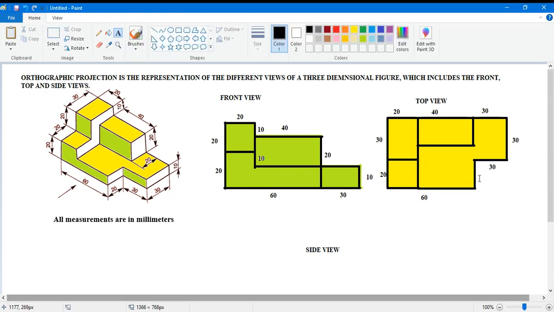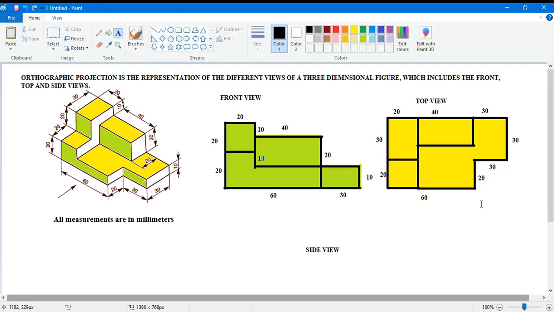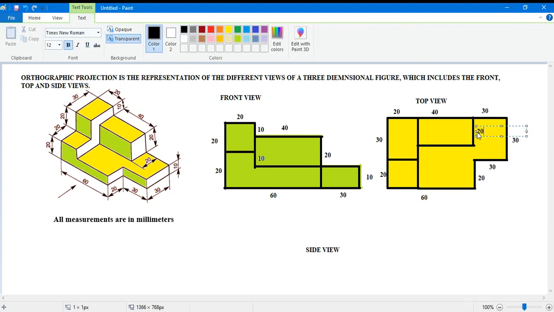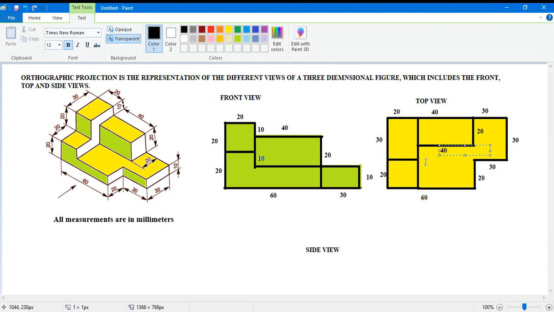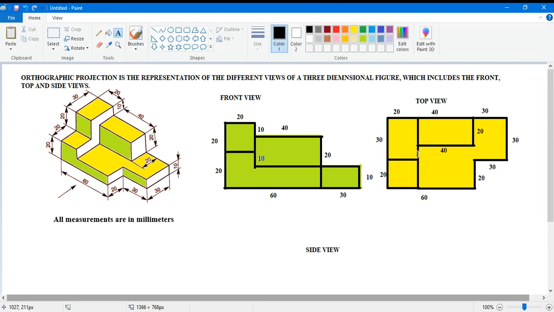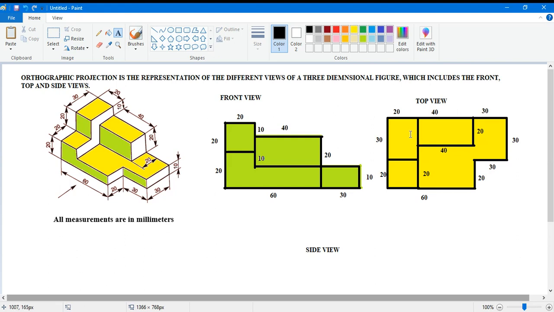From here to here, this is the measurement, 20. You following? This part here, if you notice, is equal to 20 also. So inside here is going to be 20. This is 40. This section here is the same thing like the other one, which is 20. So these are the measurements you're supposed to have when you draw the top view.